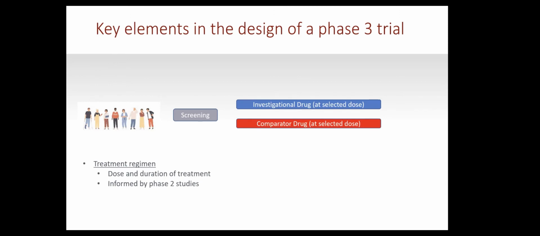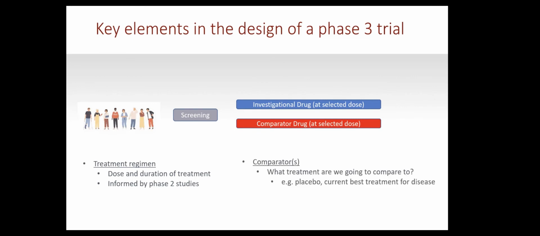And once we've screened patients, then the next decision is really to understand what treatment regimen they are going to receive. So in other words, we've got our investigational drug. We've understood what dose from the phase 2, so we get information from that, and also the duration of treatment. But we also need to understand what comparator we are going to compare to. So it could be a placebo, or it could be the current best treatment for the disease. I mean, we would wish to show that our investigational drug is better than the best treatment currently available.